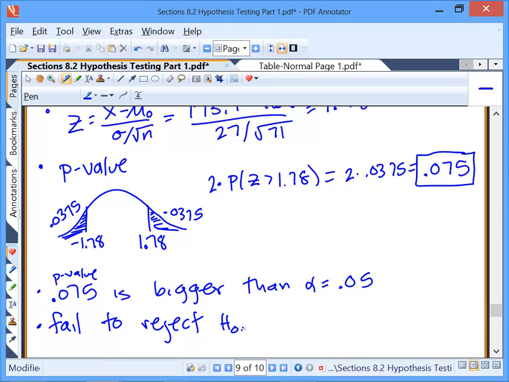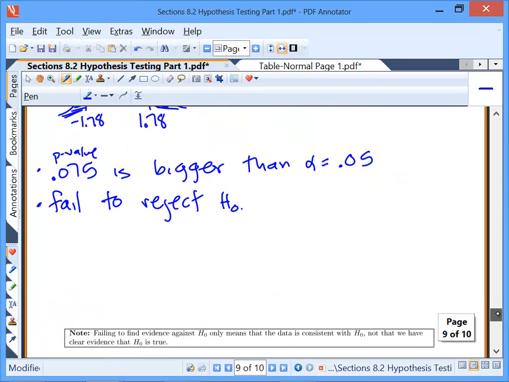Now, if I looked at this and if I had chosen alpha equals 0.10 to start with, because that is a valid choice, what would my conclusion have been? If alpha had been 0.10, we would have rejected it. So choosing your alpha could make a difference in your conclusion. Just to keep that in mind.